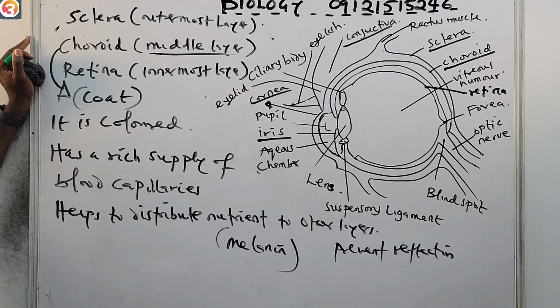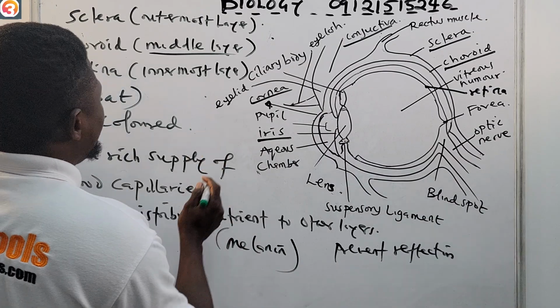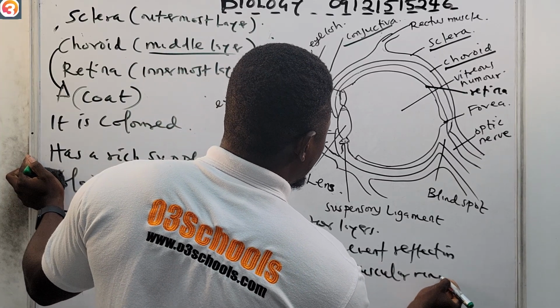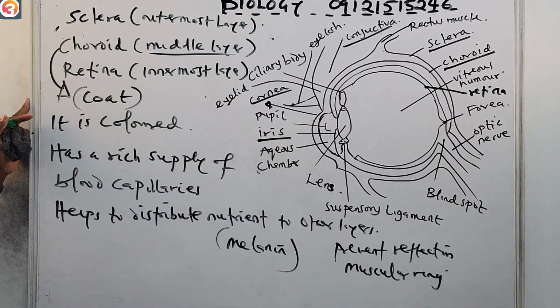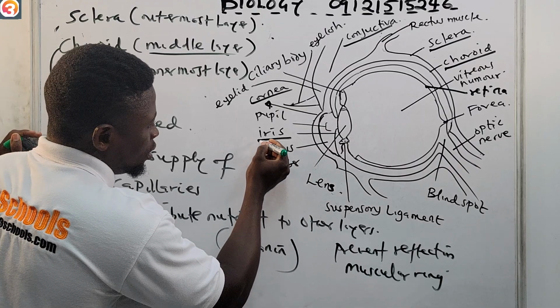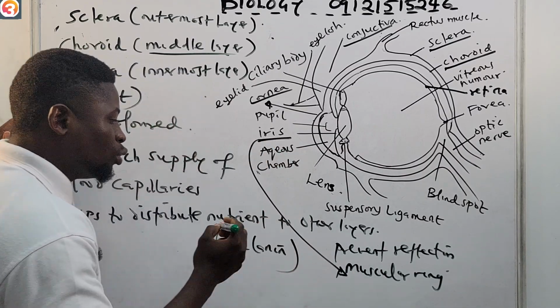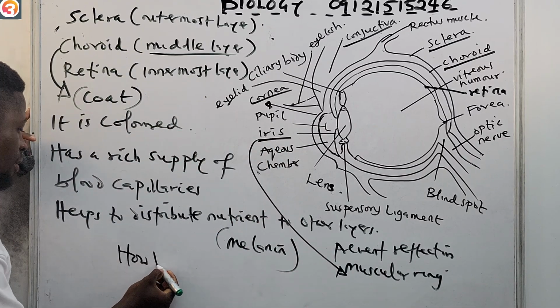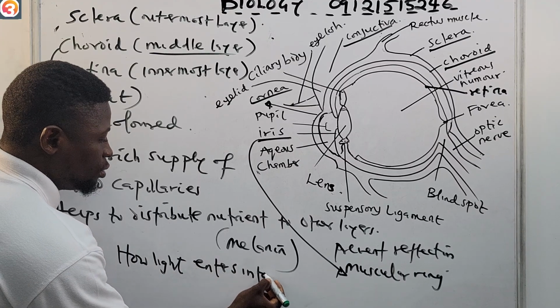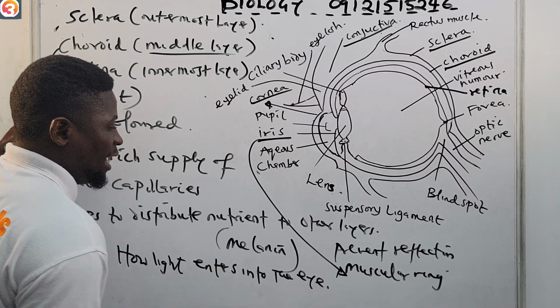And what is the iris? You know what the function of the iris is, right? The iris is a muscular ring that controls how light enters into the eye. All right, so that is the eye.